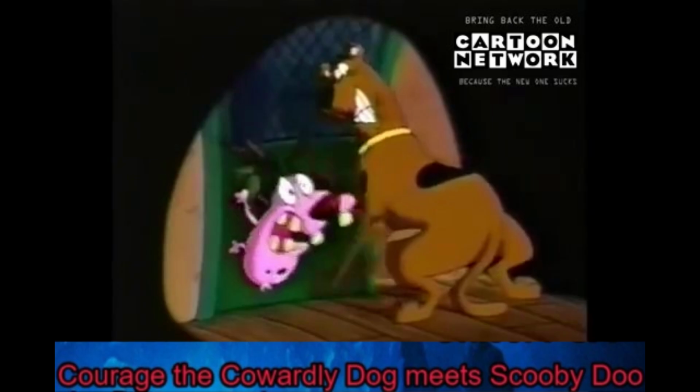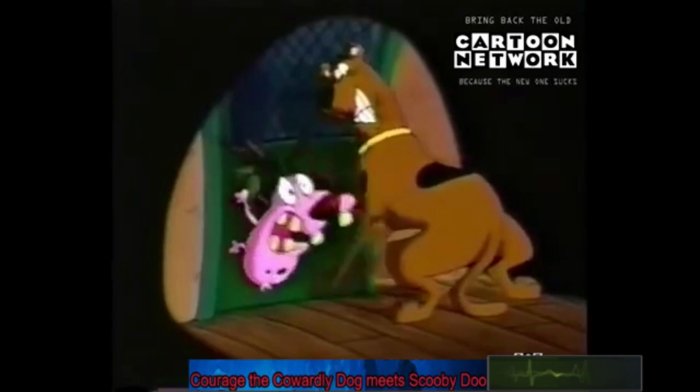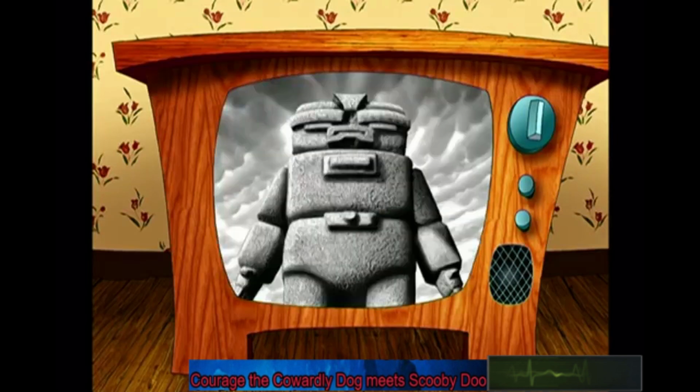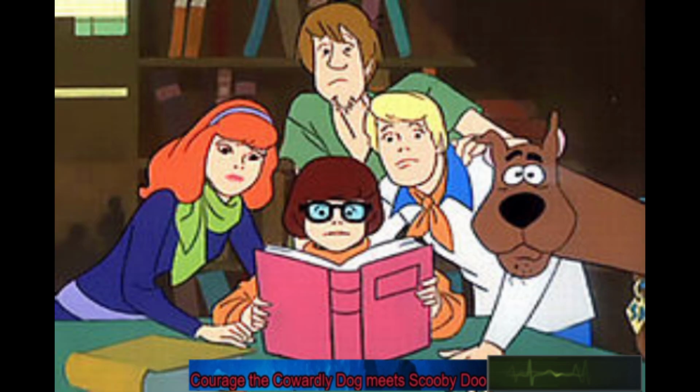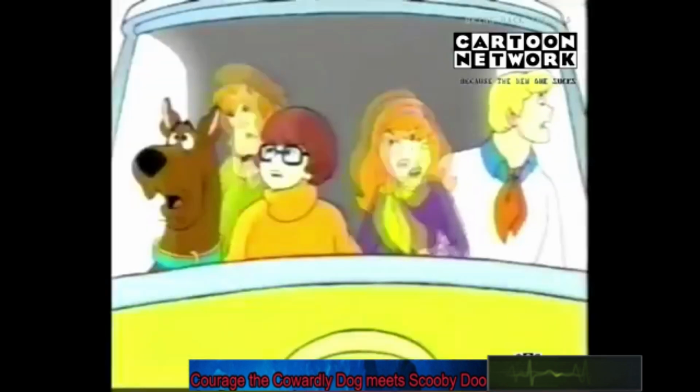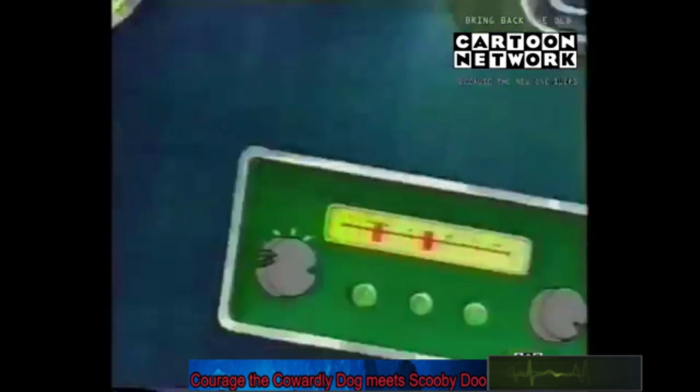Courage the Cowardly Dog meets Scooby-Doo. Not gonna lie, this is one crossover that makes a lot of sense. I mean, a dog who lives in the middle of nowhere with constant troubles caused by supernatural and paranormal beings, crossing over with a group of teens who are known for debunking ghosts and monsters? Sign me up! Anyways, yeah, these shows cross over at one point.